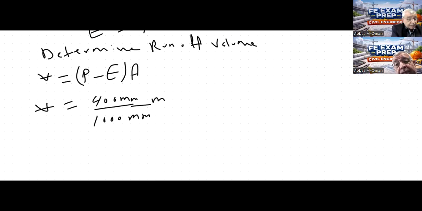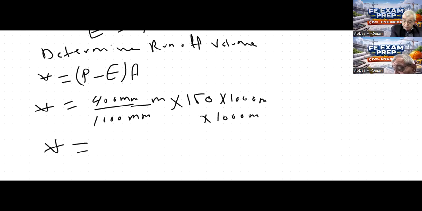And we multiply by the area. The area is 150 square kilometer. So 150, 1 kilometer is 1,000 meter square, so by 1,000 meter. So we do the calculation and we get the volume of the runoff equals 60 million, 60 by 10 to the 6 cubic meter.